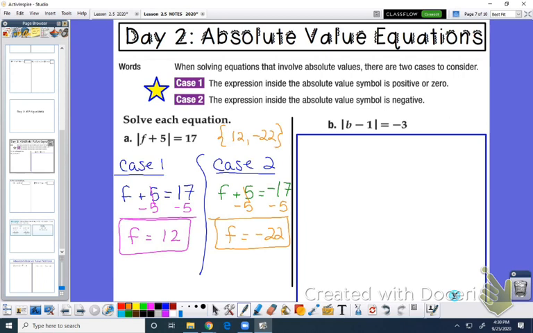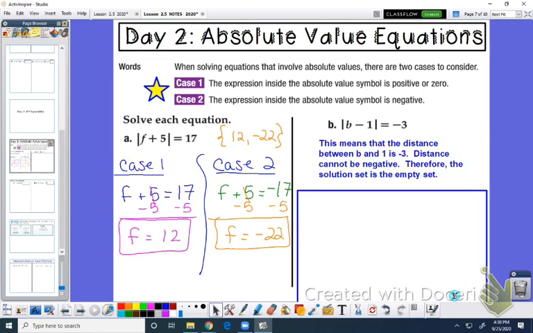Next we have this equation, the absolute value of b subtract 1 is equal to negative 3. This is telling us that the distance between b and 1 is negative 3. Distance cannot be negative. Therefore, the solution set is going to be the empty set, and we're going to write that using this symbol, the empty set.